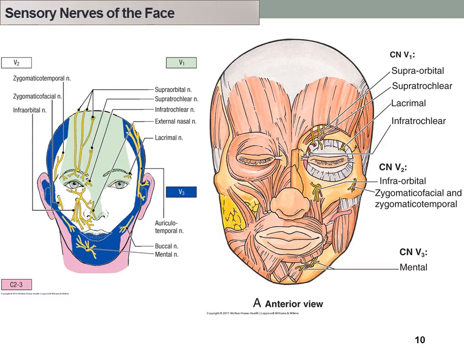It is important to know the boundaries of the distributions of these nerves, and you can find them described in writing in your dissector and in the textbook. In the dissector, it's page 225, and of course also this image here, which is from page 225 in the 15th edition of your dissector.